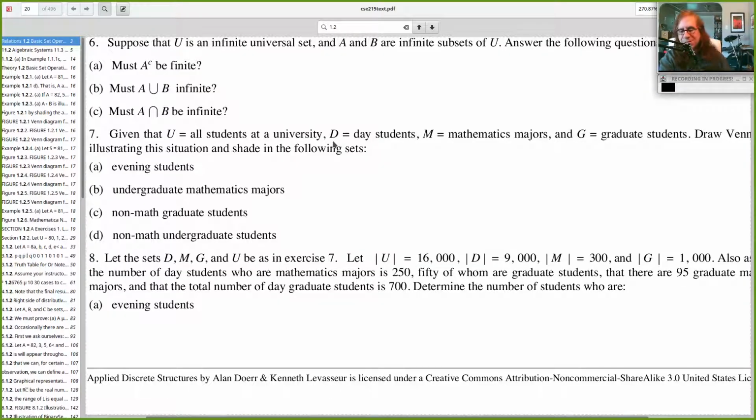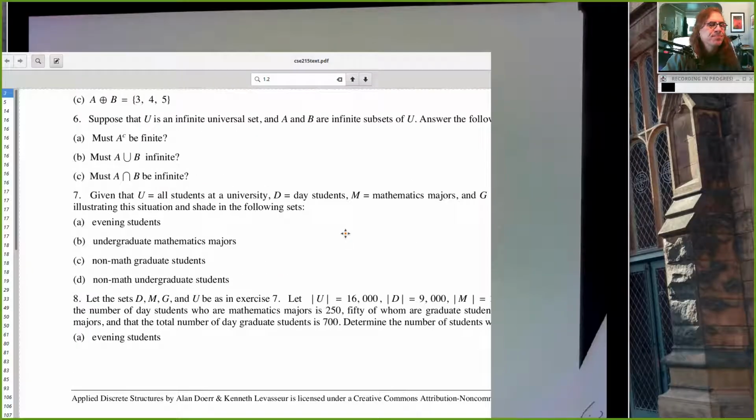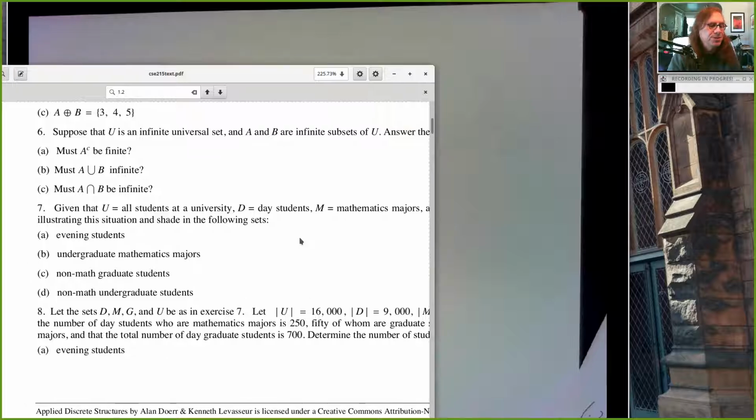So let's at least sketch this a little bit. Your universe consists of 16,000 students. You've got 9,000 day students, 300 math students, and 1,000 graduate students. 250 day students who major in math, and so on and so forth. So what are we doing here?